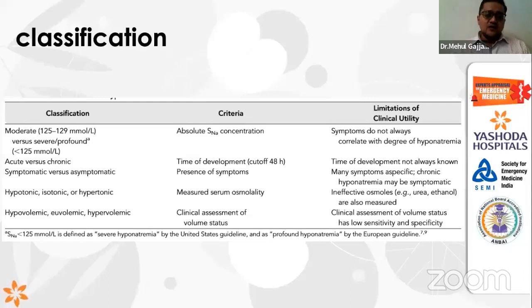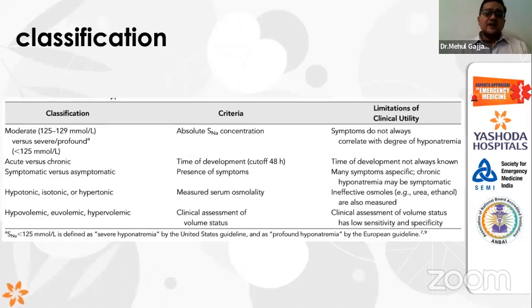Depending upon the time of development of hyponatremia, the cutoff value is 48 hours. Whenever hyponatremia develops in less than 48 hours, it is called acute hyponatremia. And whenever it develops over more than 48 hours, it is called chronic hyponatremia. But the exact time of development most of the time cannot be predicted. The next classification is symptomatic versus asymptomatic hyponatremia, which depends on the presence of symptoms.